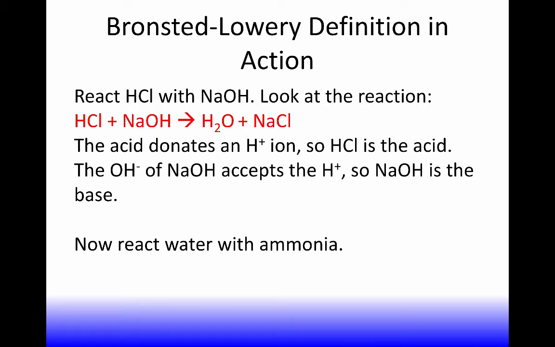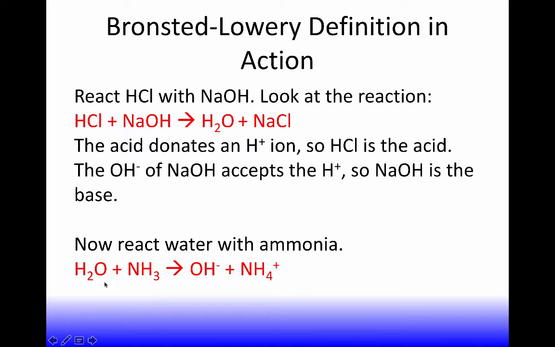Here's another example. Suppose we react water with ammonia. So here's water, here's ammonia. What happens is the ammonia breaks the water apart to make hydroxide ions, and the ammonia gains a hydrogen ion to become ammonium ion. So this is ammonia, this is the ammonium ion.